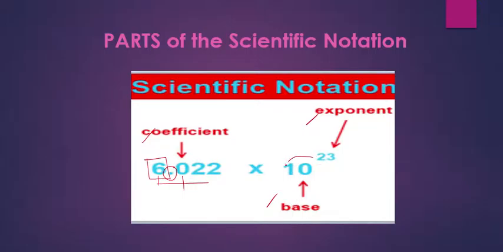Base is the 10 that you write all the time when you translate into scientific notation. And this base is raised by a number that is called the exponent, which determines if the number is a big number or a small number. This is indicated by a positive or a negative sign.